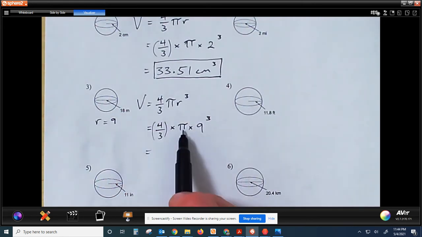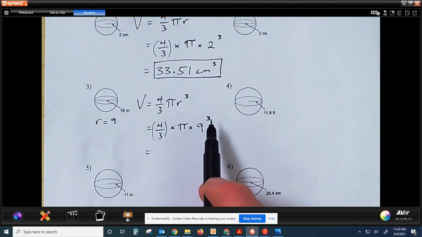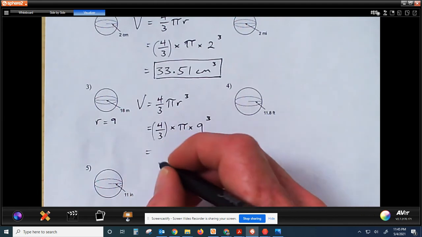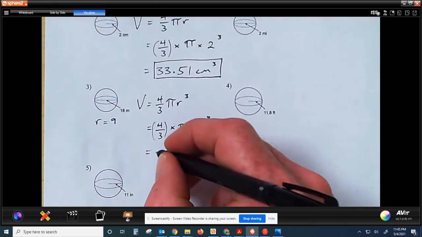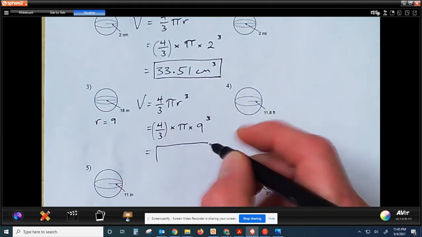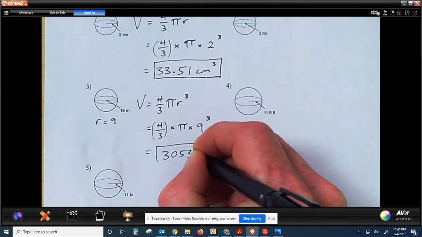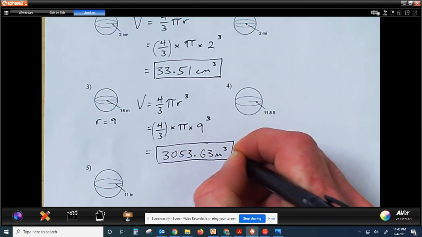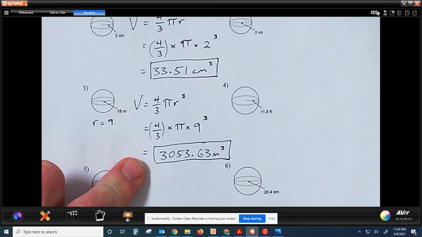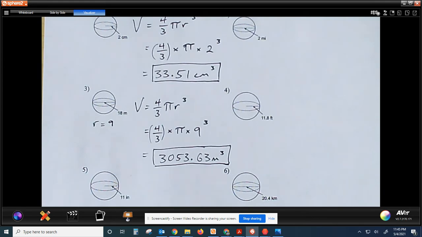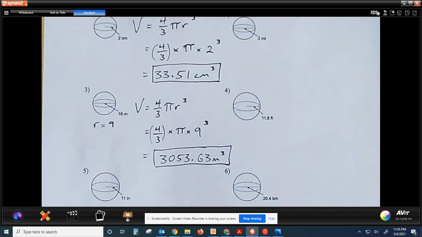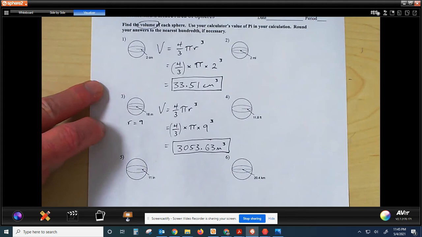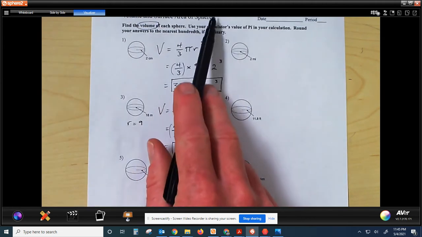All right, 4 over 3 times pi times 9 cubed. 9 times 9 times 9, 81 times 9. Suddenly, with the growth in radius from 2 to 9, watch what happens to the number. 3,053.63 meters cubed. When that radius starts to grow, your volume jumps in a large way because of the cubing of numbers. 9 times 9 times 9. Good job, team. There's 2 down, 8 total on the front. You'll find the use of this formula.